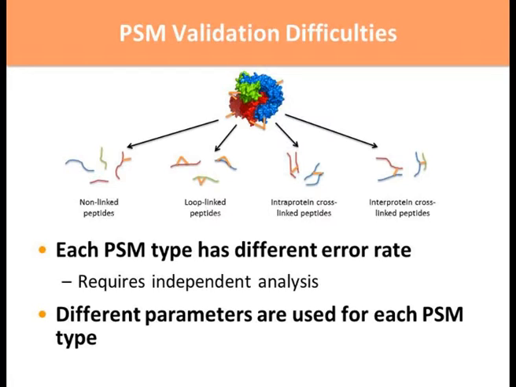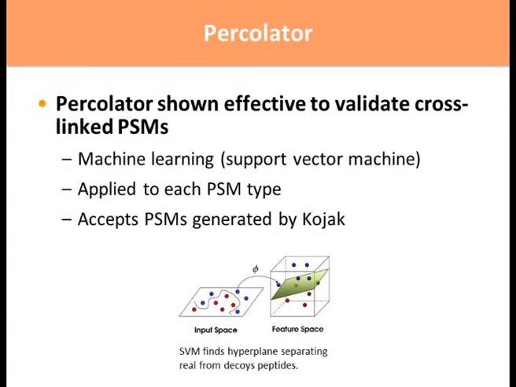In this case, for every data set that you analyze, you don't run a single validation process, you run 4 validation processes. All you have to do is separate these types of PSMs and analyze each of them. Kojak does the separation for you.